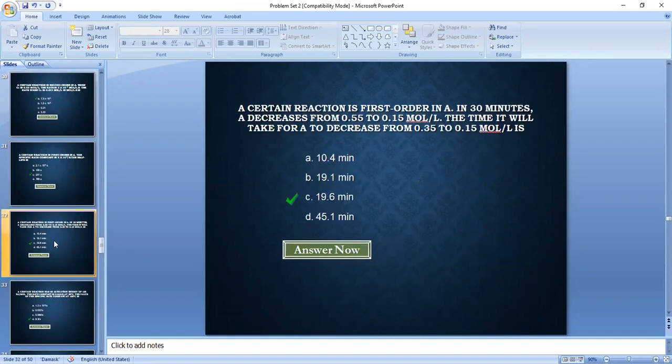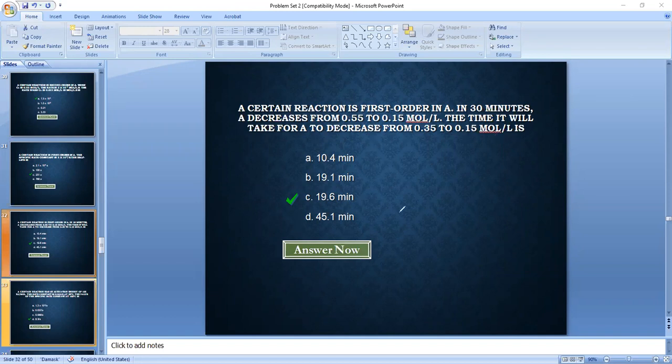Okay, next. A certain reaction is first order in A. In 30 minutes, A decreases from 0.55 to 0.15. The time it will take for A to decrease from 0.35 to 0.15 is, what would you do? You're given here how the concentration changes over time. In 30 minutes for this first order reaction, concentration decreases from 0.55 to 0.15. What do you think is the purpose of this set of information? You will what?